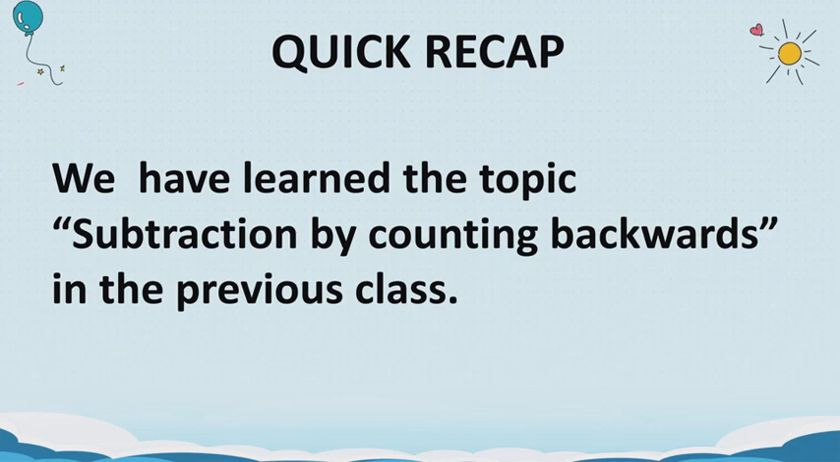For example, the question is 5 minus 3. How will we subtract by counting backwards? We will open our 3 fingers and then we will start counting backwards. Open 3 fingers. Now count backwards. 4, 3, 2. We reach 2. That means the answer is 2. 5 minus 3 is equal to 2. This is how we count backwards and subtract.